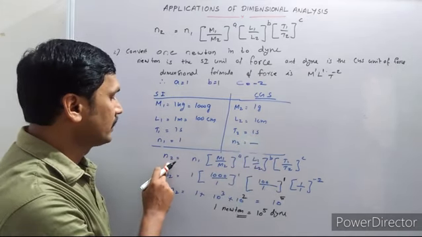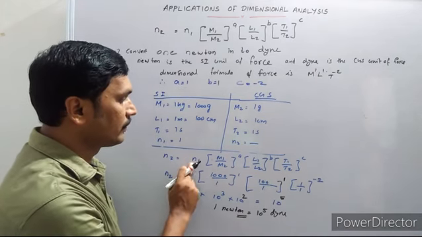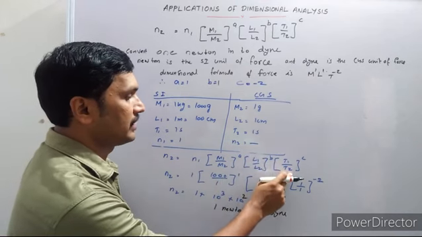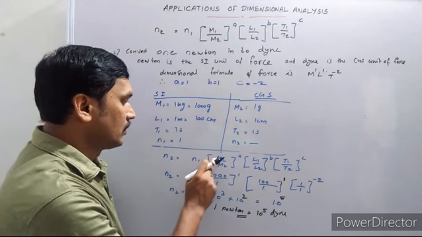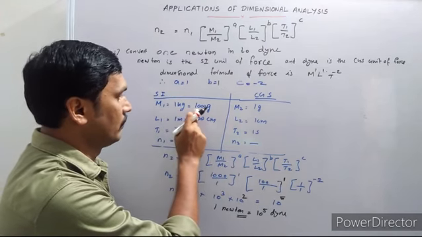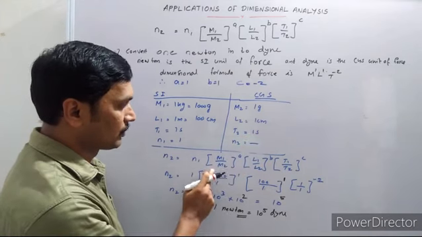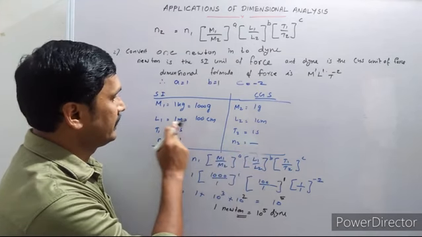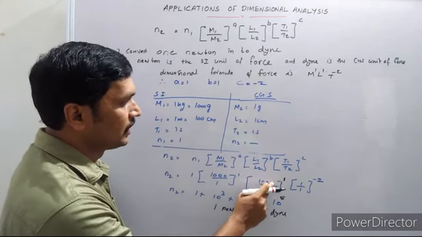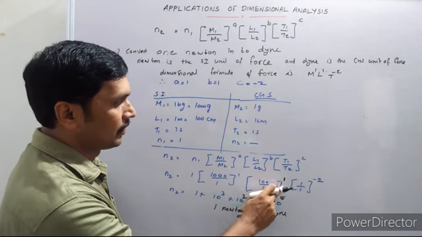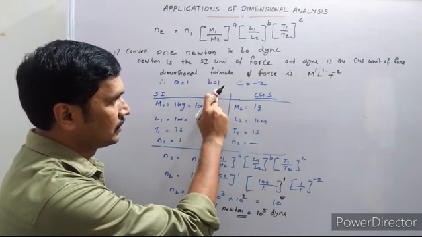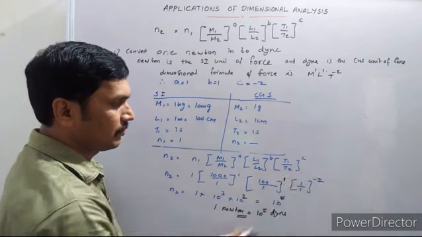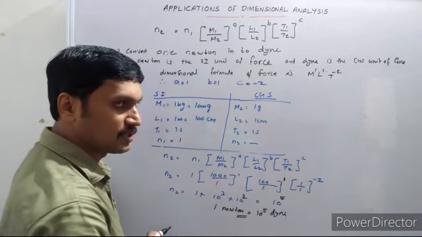Now substitute in this equation. N2 is equal to N1 into (M1 by M2) whole raised to A, (L1 by L2) whole raised to B, (T1 by T2) whole raised to C. M1 is 1 kilogram, that's 1000 gram, M2 is 1 gram, so (1000 by 1) whole raised to A equal to 1. L1 is 100 centimeter, L2 is 1 centimeter, so (100 by 1) whole raised to B, and B is 1. T1 is 1, T2 is 1, so (T1 by T2) whole raised to minus 2.